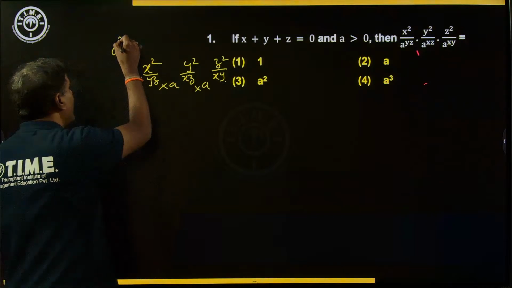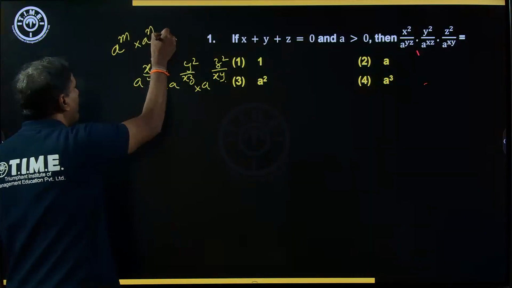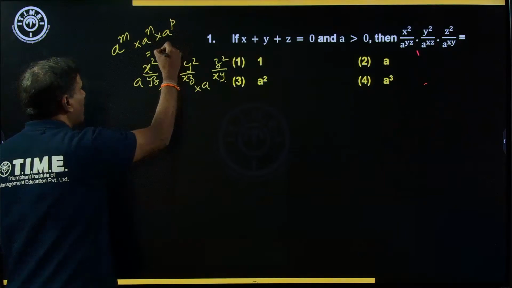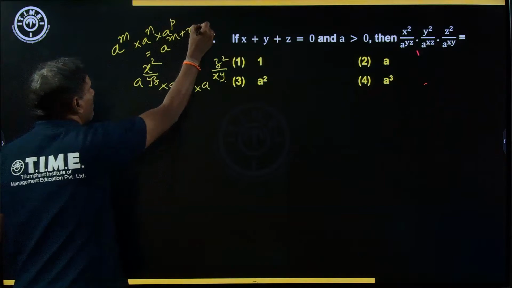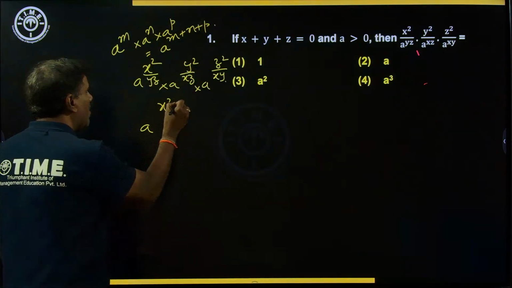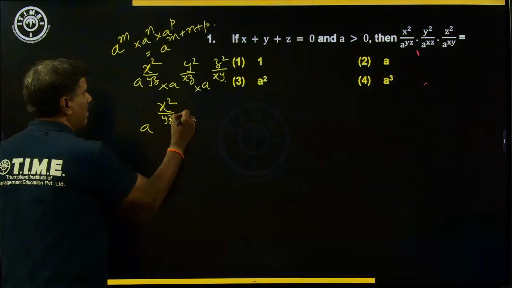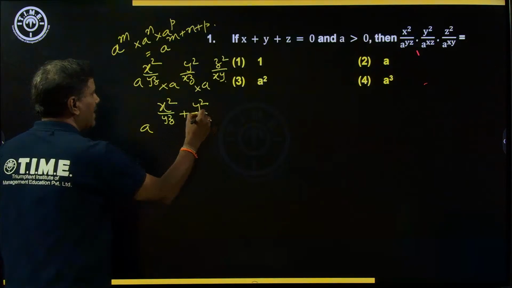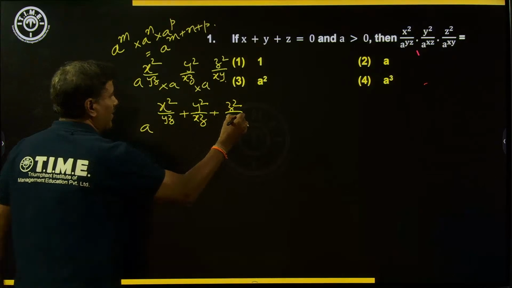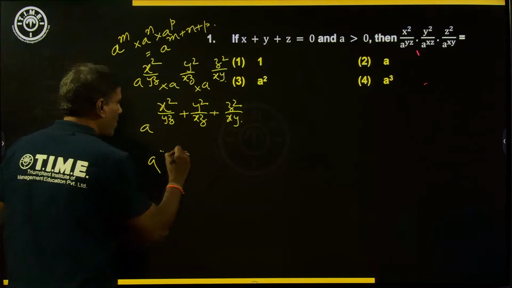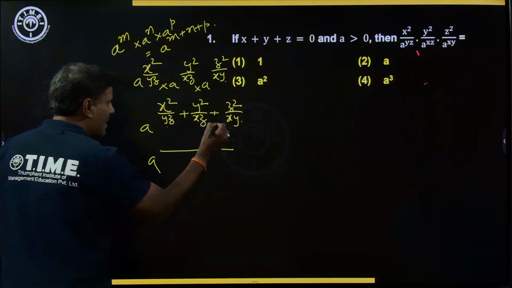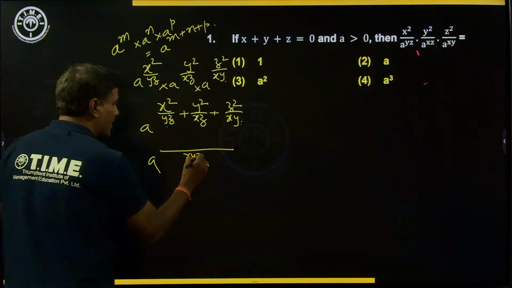So we know from our indices and surds basics, a power m into a power n into a power p, and since the basis are the same, when we are multiplying we will add the powers, that is m plus n plus p. So here we will be having a to the power of x square by yz plus y square by xz plus z square by xy. Now we will take the LCM for the denominators in the power. So yz, xz and xy, the LCM will become xyz.